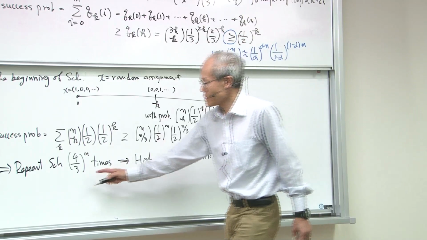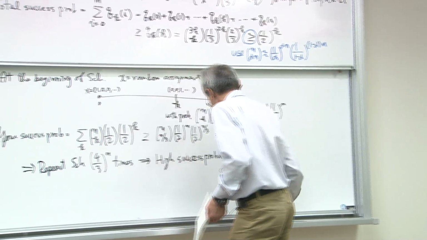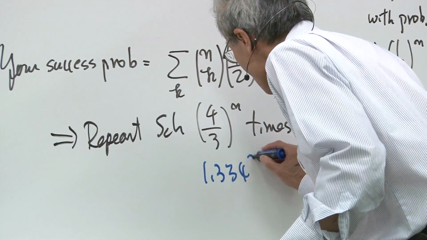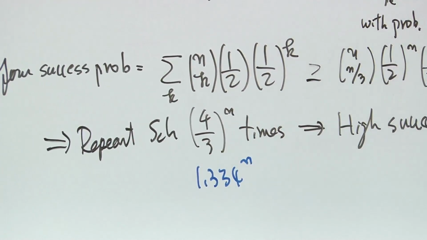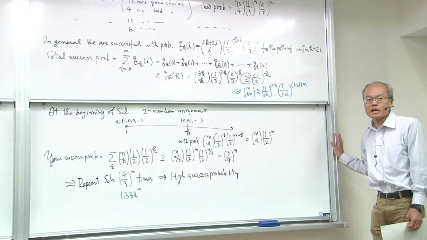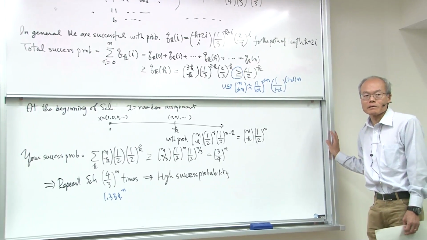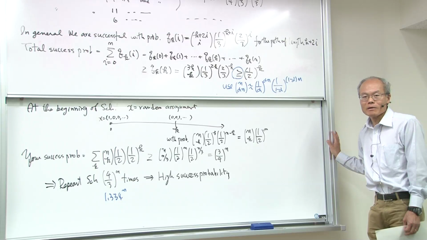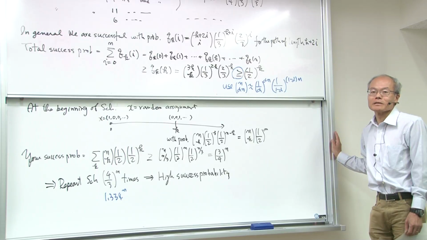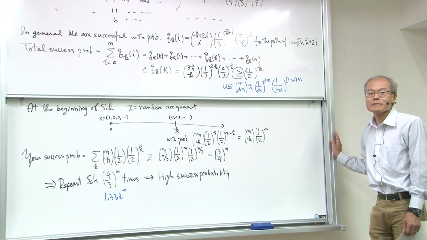What is the value of this? The value of this is exactly 1.334 to the n. That is again much better than 1.6 something to the n. And of course, it's much better than the naive approach of 2 to the n. Wow. Yeah, this is the idea of local search. Surprisingly powerful.